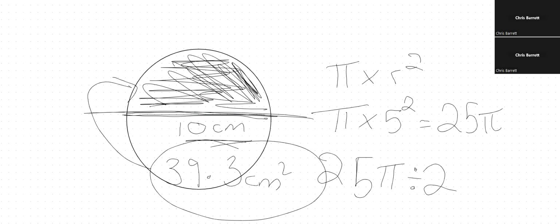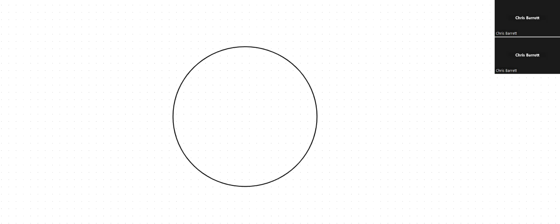Right, the next and final thing that you might get would be when they start to combine it with other shapes. So if you had a circle, but you also had a square, let me make that a bit bigger.